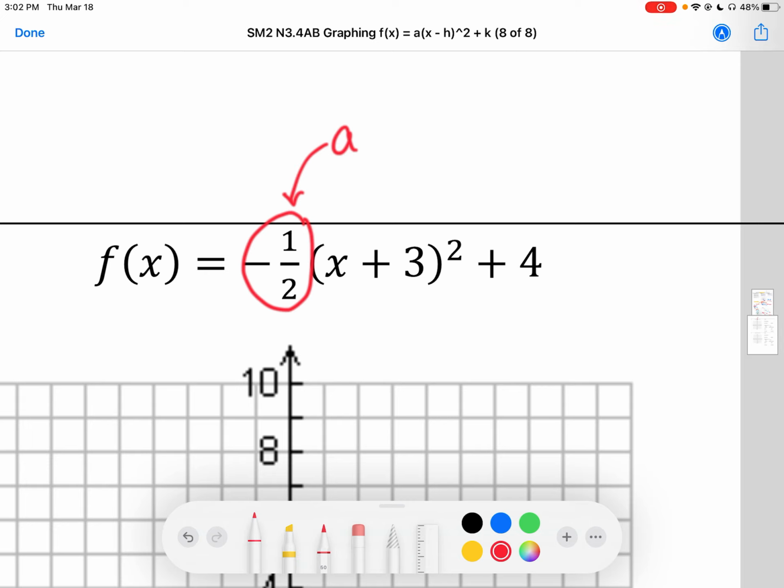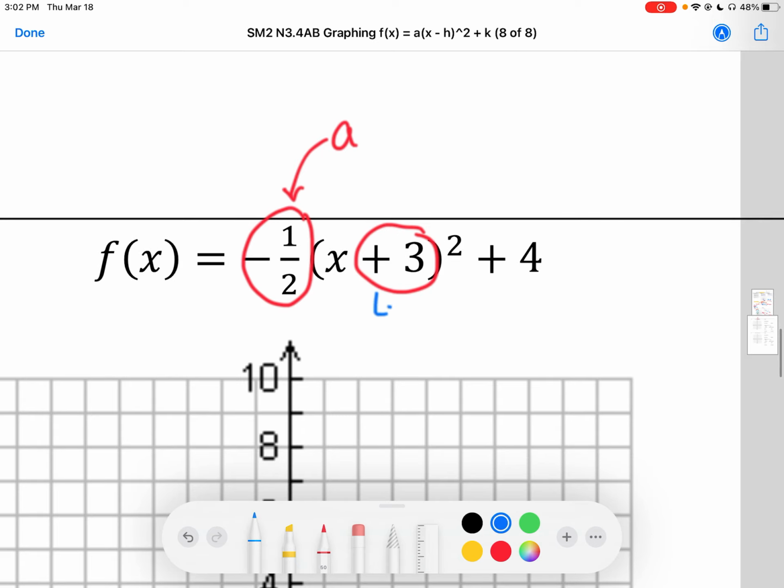Okay? All right. What happened right here? Does that move us left or right? See if you can kind of answer in your head. Okay, it's a +3, so that means we went left 3. All right, and then the +4, we've seen those before. That means we went up 4.